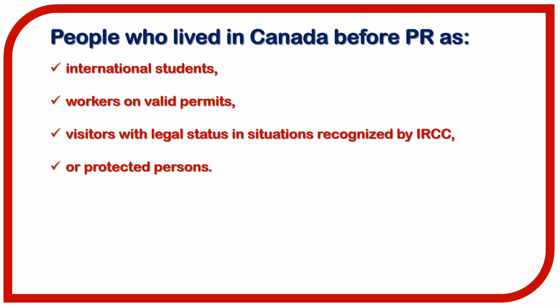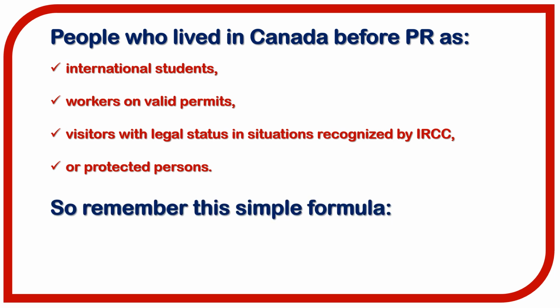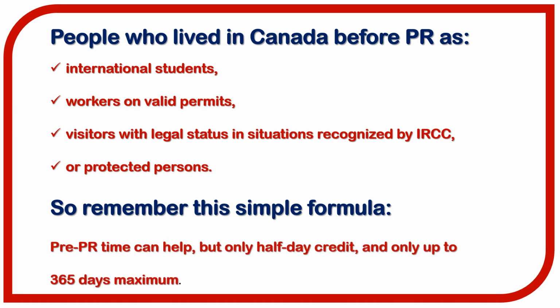That is about 730 calendar days. But because pre-PR time counts as half days, those 730 days would equal 365 days of citizenship credit, which is also the maximum allowed. So even if a person had more than 2 years in Canada before PR, they still cannot get more than 365 days of pre-PR credit. This is a very important cap. So remember this simple formula: pre-PR time can help, but only half day credit and only up to 365 days maximum.